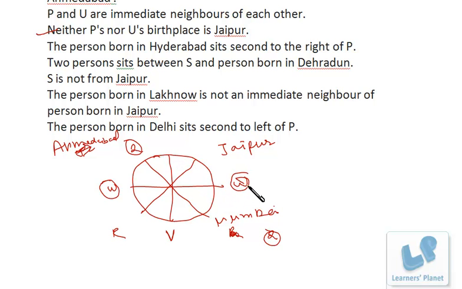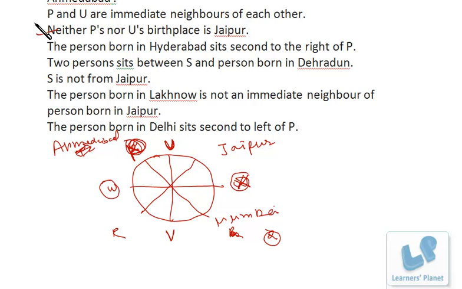So what we have to do, this position of W is discarded and simultaneously this position of Q is discarded, right? So that means W is at this position and Q is at this position, right? Now we are left with P and U, and they are immediate neighbors. Okay, so now we just make them sit. We don't know the order, but just seat P and U. Okay, let's see what happens next.